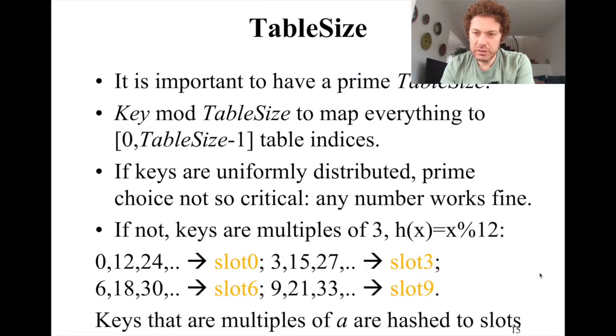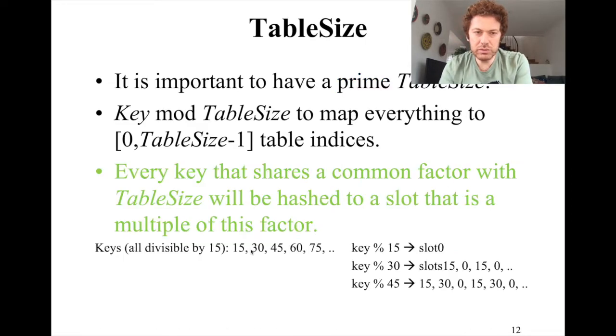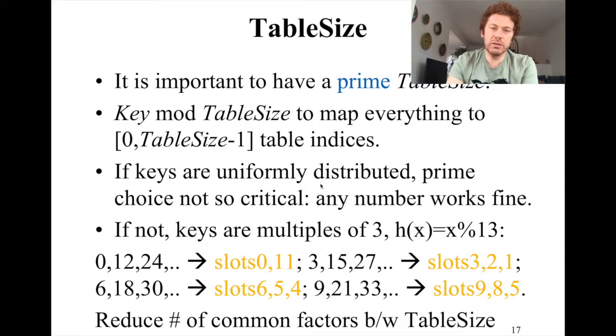But what happens if I change this table size to a prime number? See how my yellow lines get expanded here. Basically, in this scenario, even if there is a pattern, so keys have a pattern, they are all multiples of 3, right? 3, 15, 27, 9, 21, 33, they are exactly the same keys. But see what is happening. Since 13 does not share a common factor with 3, this green statement will not apply. So this statement, every key that shares a common factor with table size will be hashed to a multiple of this factor. But there is no such factor, so there is no pattern in the hashing.